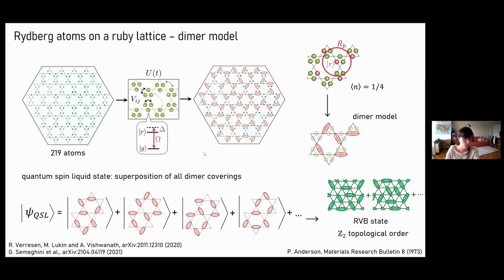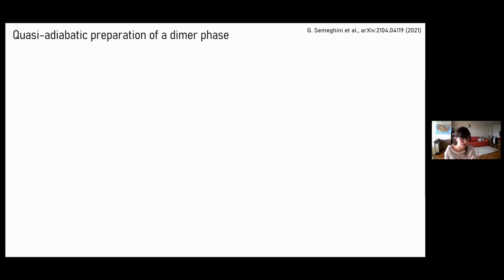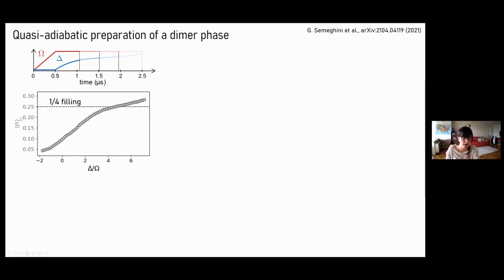But now let's look a little bit more in detail at how we do the preparation and how we characterize this state. We perform a quasi-adiabatic state preparation by turning on the Rabi frequency omega of the transition, and then we start with a negative detuning so that all the atoms are initially in the ground state. Then we slowly tune the detuning to positive values to allow for more and more excitations. At different final detunings, we measure the average density of excitations n. What we observe is that the density slowly grows and reaches this 1/4 filling that we talked about before for the dimer model.